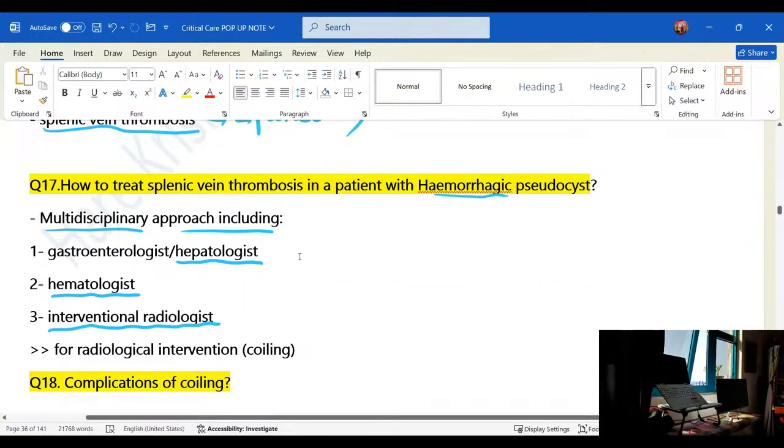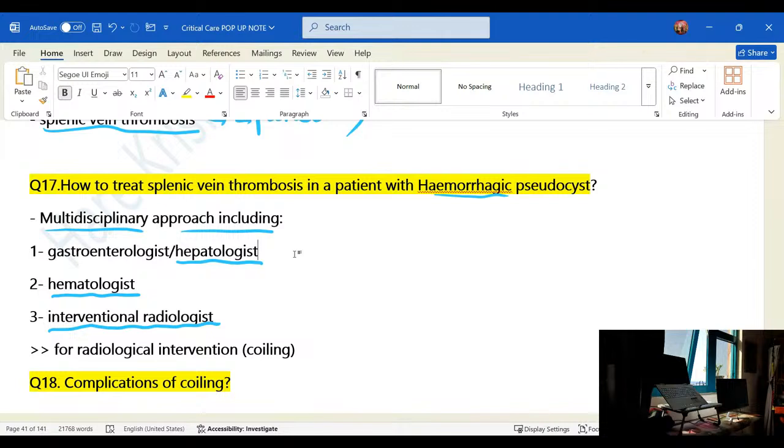How to manage splenic vein thrombosis? We can manage it by a multidisciplinary approach. In a patient with a hemorrhagic pseudocyst, the multidisciplinary approach includes a gastroenterologist or hepatologist, a hematologist, and interventional radiology for radiological intervention if required, such as coiling.